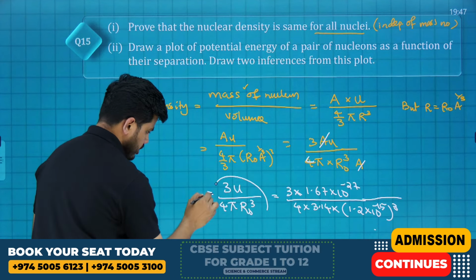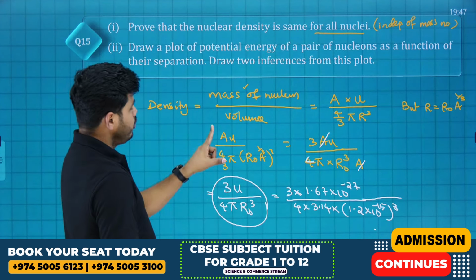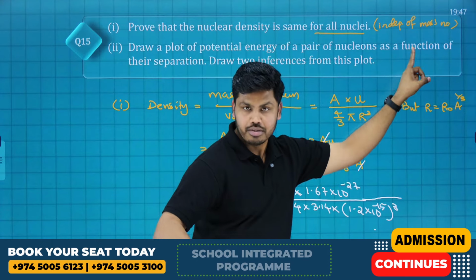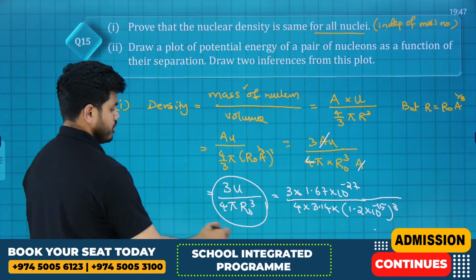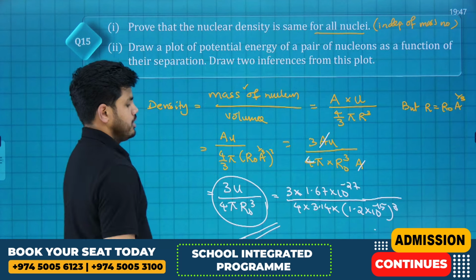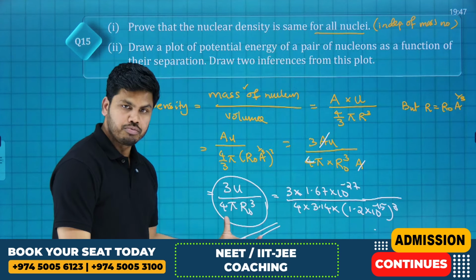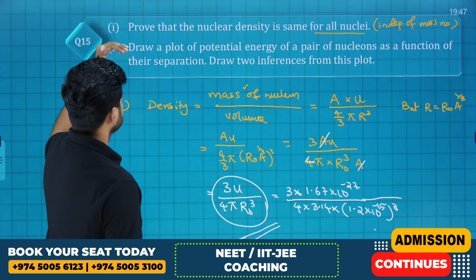So if all terms are constants, we can say nuclear density is independent of mass number. Even if you change the nucleus, that doesn't affect this calculation. It is independent of the mass number. For all nuclei, density remains the same. This is how we prove that. Okay, so that was the first part of the question.